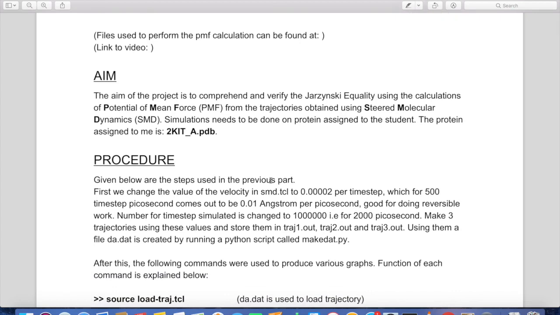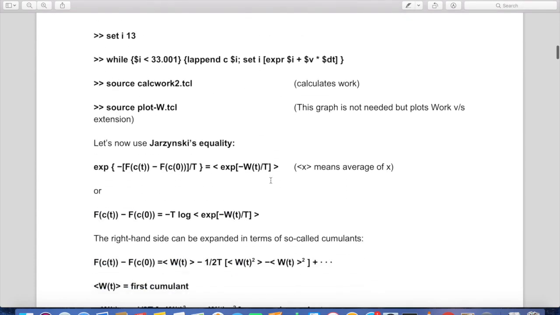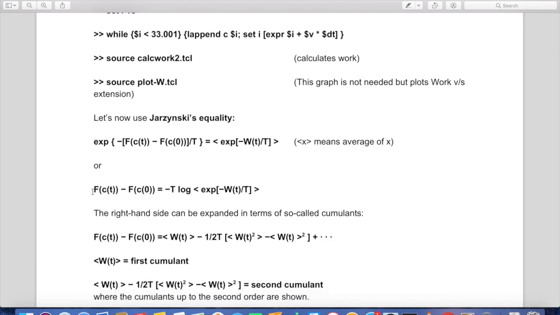Jarzynski's equality formula gives the relationship between free energy, which is F, and the work done in a system. This is the expression for Jarzynski's equality, and it is given by e power minus the change in free energy divided by T, where T is temperature times the Boltzmann constant, and it is equal to e power minus W by T.